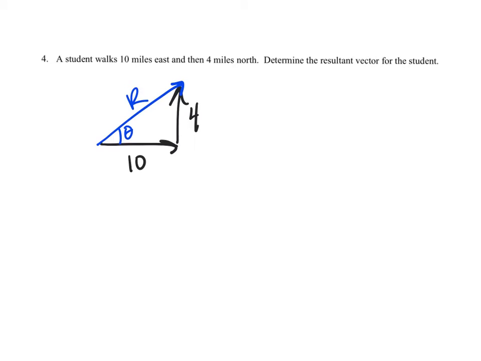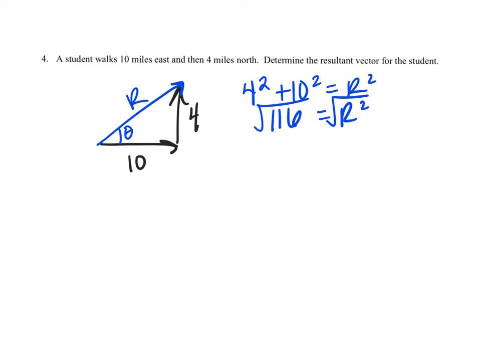So now we can use Pythagorean theorem to solve for our magnitude. So 4 squared plus 10 squared equals r squared. Then when we simplify the left-hand side here, we're going to get 116, and that's equal to r squared. And then we want to square root both sides, and that will give us 10.8 for our value for r. So that is our magnitude.